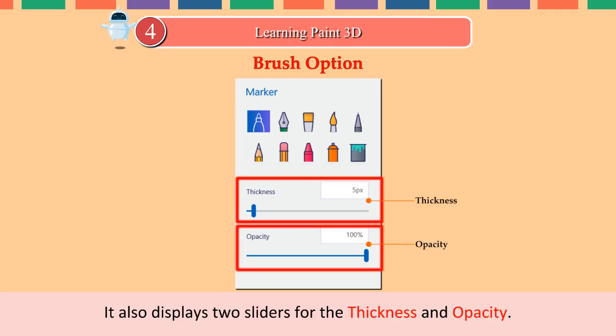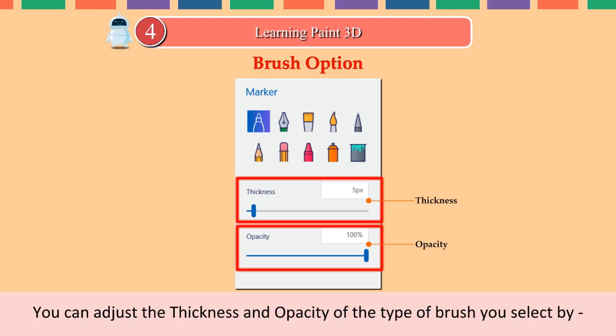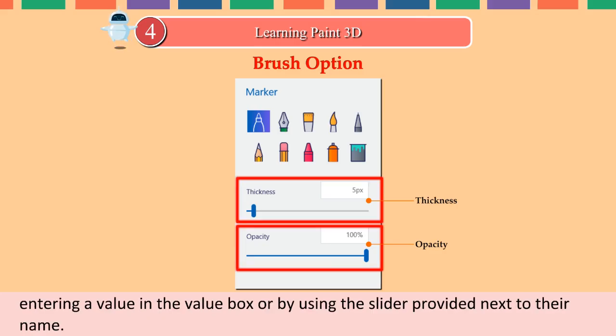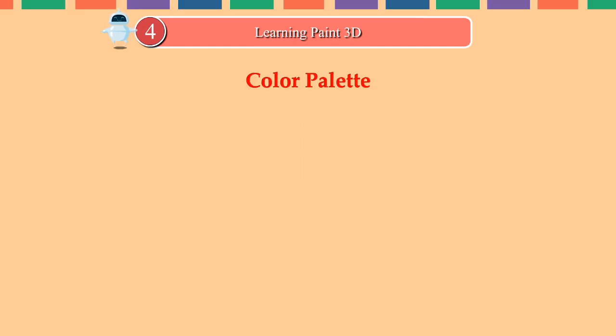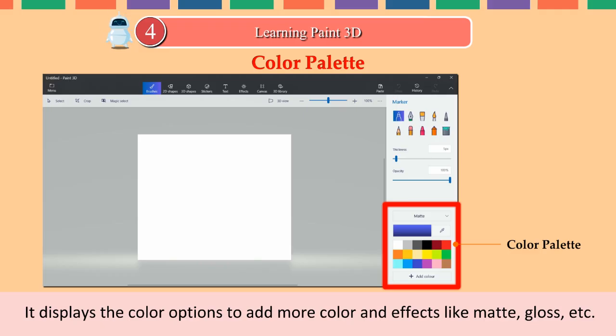Brush option. It displays 10 different brush options in the panel on the right side. It also displays 2 sliders for the thickness and opacity. You can adjust the thickness and opacity of the type of brush you select by entering a value in the value box or by using the slider provided next to their name. Color palette. It displays the color options to add more color and effects like matte, gloss, etc.